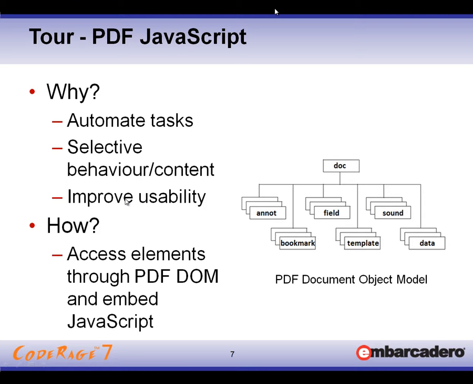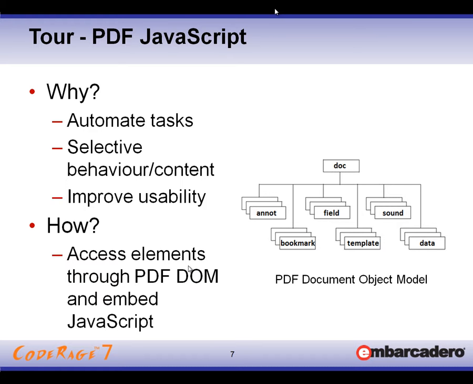We may want to selectively enable some content on the PDF. So the PDF may be a questionnaire where, based on some questions or the input to some questions, we want to enable some other questions on the PDF. We can do that using JavaScript. We can also improve the usability of the document. For example, we can set up the formatting of fields. We can set up fields that calculate automatically and so on.